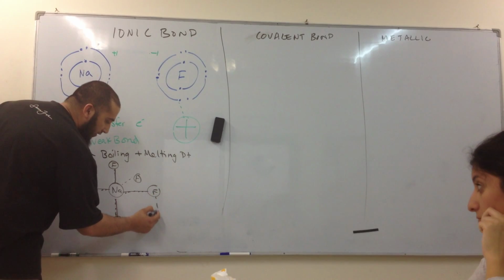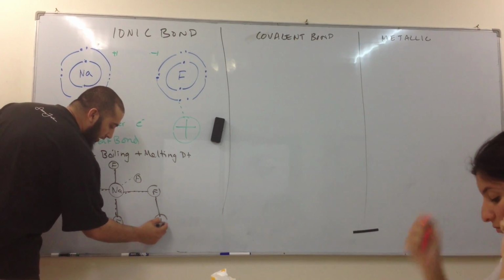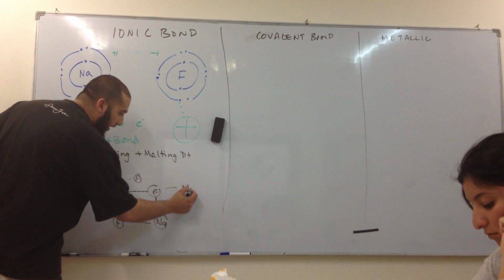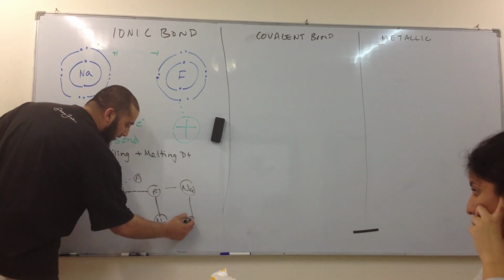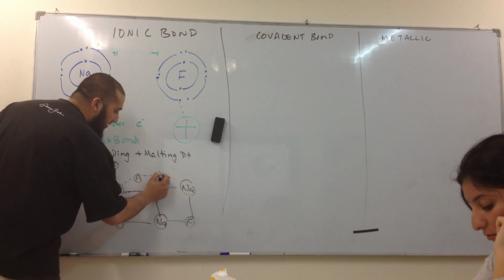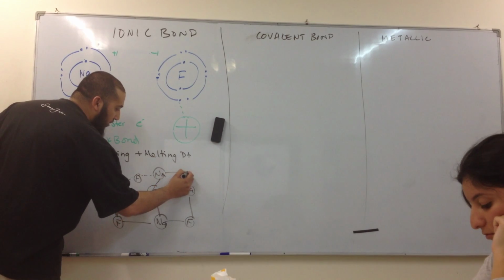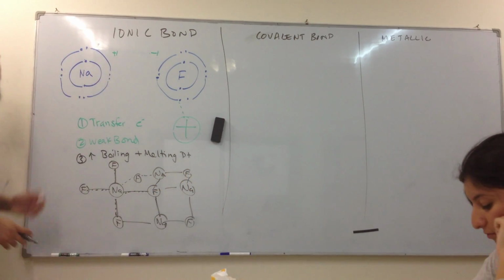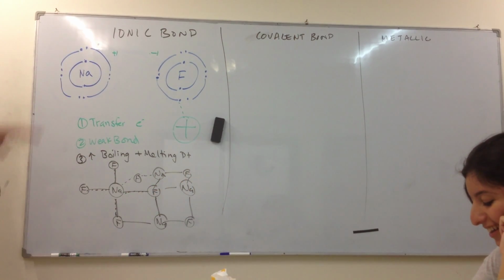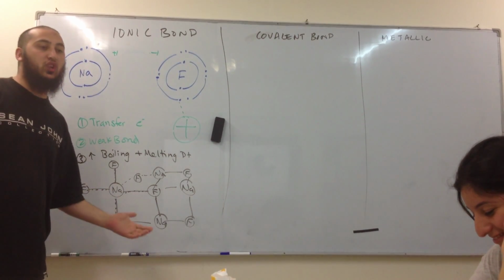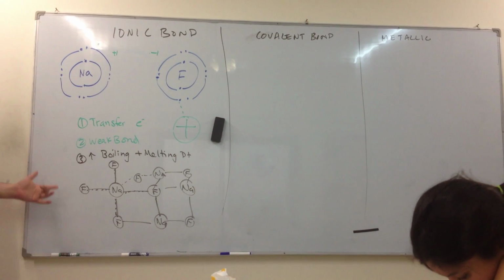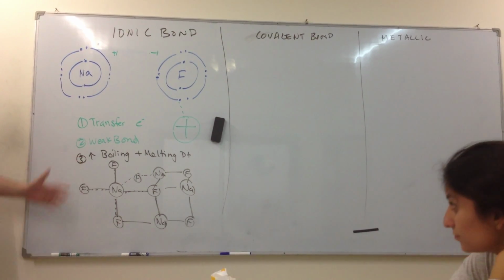And then you know what? Then you can have sodium here, and then sodium there, and then a fluorine here. Oh, it's hard. Yes, this is called the lattice structure. You see light bulbs everywhere. You guys got it? So the lattice structure is why you have a high melting point, boiling point.